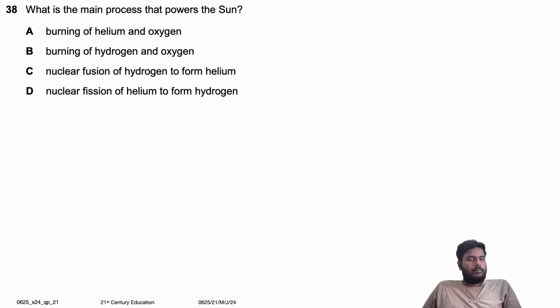What is the main process that powers the sun? Okay, we know that it's nuclear fusion of hydrogen to form helium. So two hydrogen atoms fuse together to form a helium.